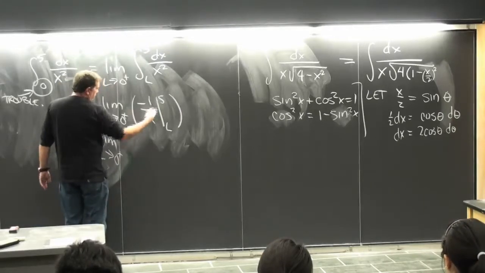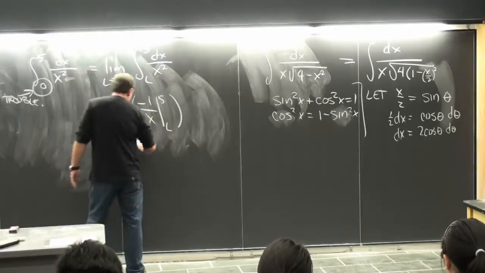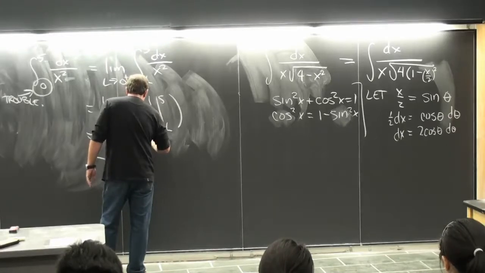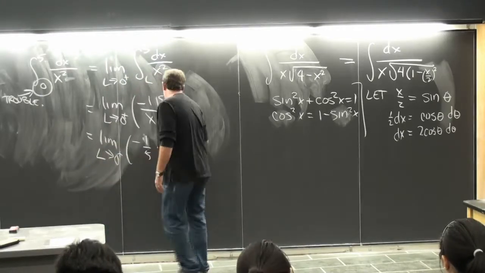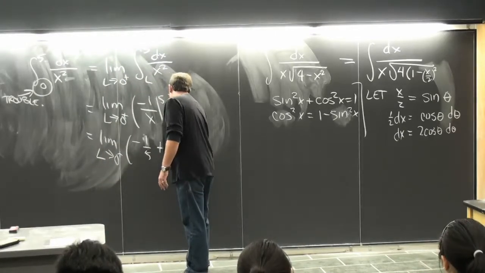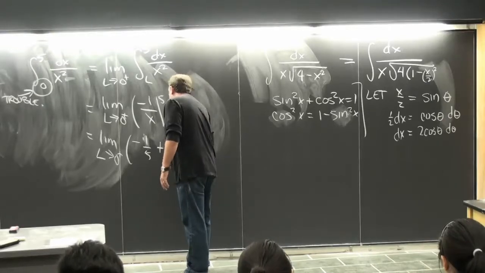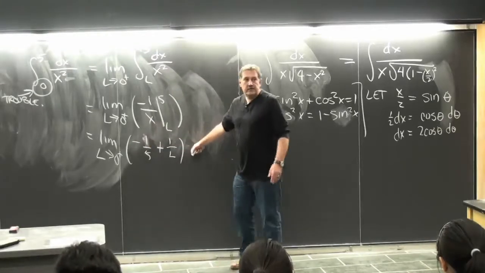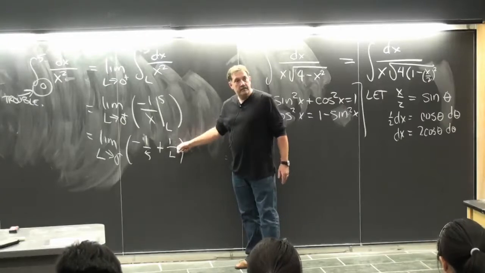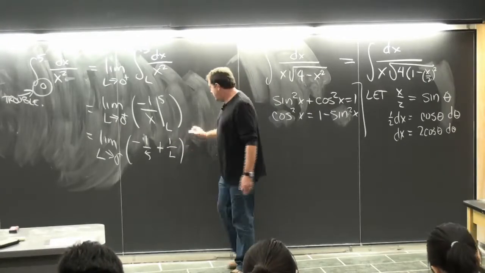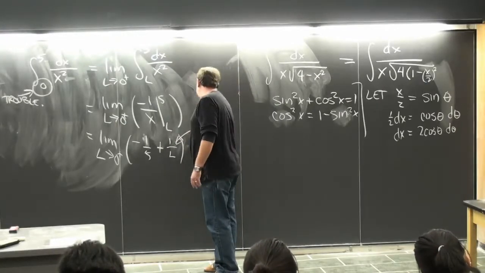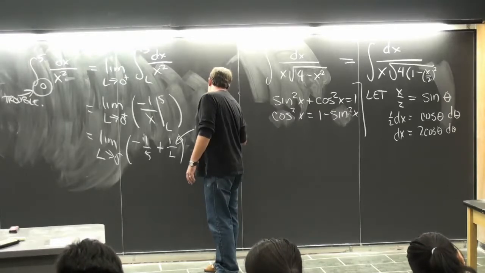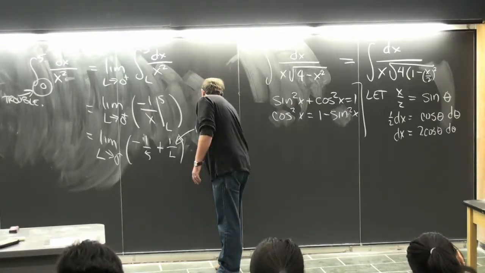So when I plug in 5, this is good. I get negative 1/5. But when I plug in L, I get 1 over L. And now if I take the limit as L goes to 0, this blows up. So this diverges.